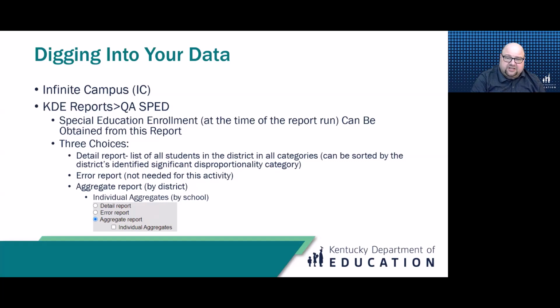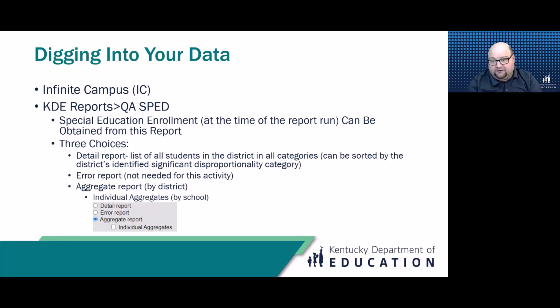So that special education enrollment report has three choices. You've got the detail report that will list every single student in your district by the category in which they've been identified. So FMD, MMD, OHI, SLD. It gives you a count across the board.